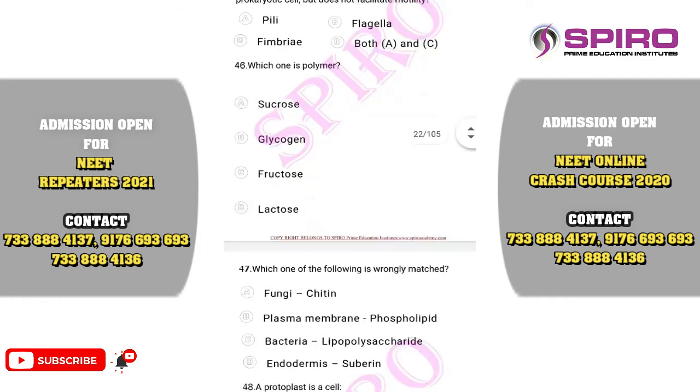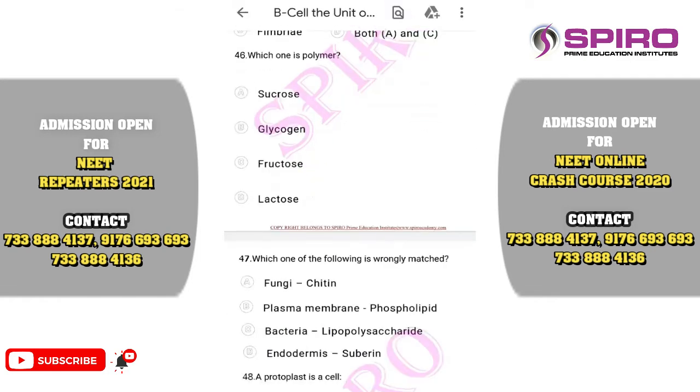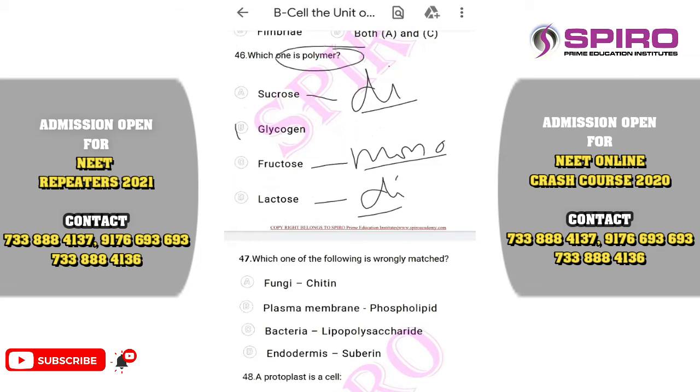Which is a polymer? 46th question. You know, sucrose is a disaccharide, fructose is a monosaccharide, and lactose is a disaccharide. They are asking about the polymer. A polymer has repeating units: more than two monosaccharides link together, three or four, even thousands of monosaccharide units linked together as repeated units. This is called a polymer. Here the polymer is glycogen, which is made up of repeating units of glucose attached to form a polysaccharide. So glycogen is the correct answer.